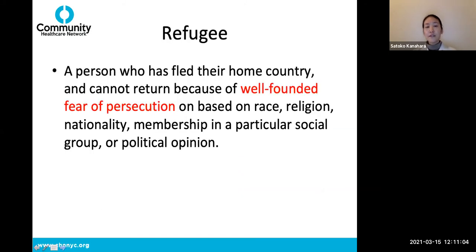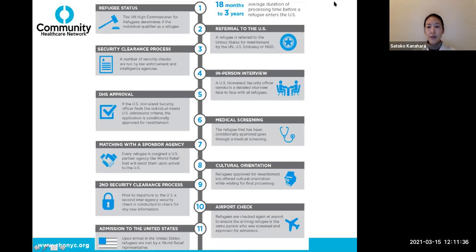So the official definition of a refugee as defined by the United Nations is a person who has fled their home country and cannot return because of well-founded fear of persecution based on race, religion, nationality, membership in a particular social group, or political opinion. Somebody who is seeking refugee status has to prove that they have this well-founded fear of persecution based on these bases. And this process can actually take a very long time. Right now, the average time it takes for processing and getting refugee status is about 18 months to 3 years.